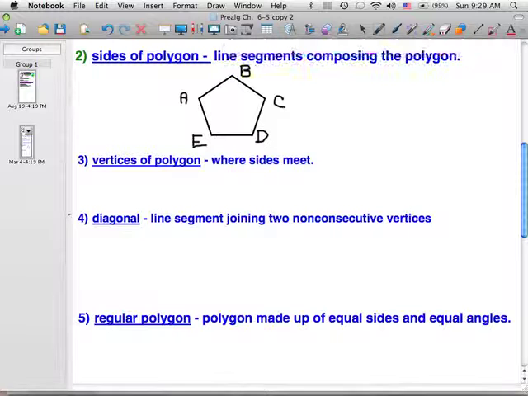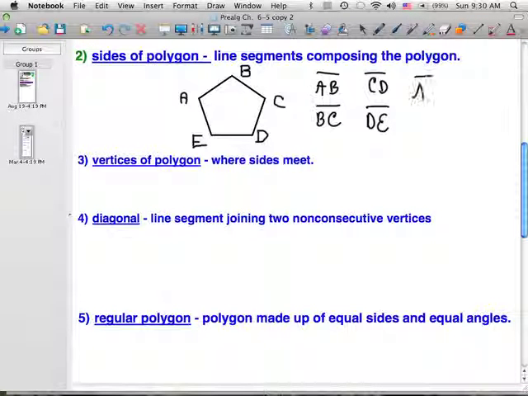If you're asked to find the sides of a polygon, those are the line segments composing the polygon. So this pentagon here has sides: line segment AB, line segment BC is a side, CD, DE, and AE. Those are the sides. The vertices are where two line segments come together. So the vertices of this pentagon are A, B, C, D, and E.